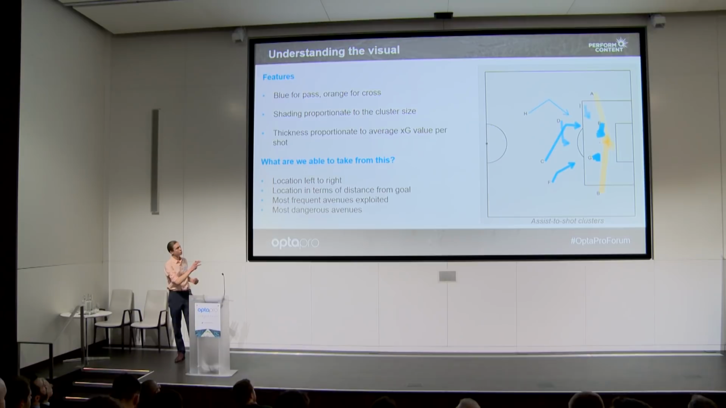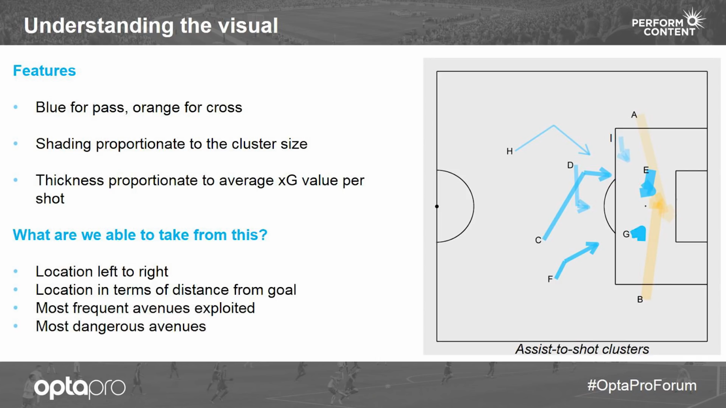We also look at the location in terms of distance from goal. Now, this is mainly for use in the comparative cases, but here it makes sense that clusters E and G are the thickest of the blue pass clusters, and they are found closest to goal.